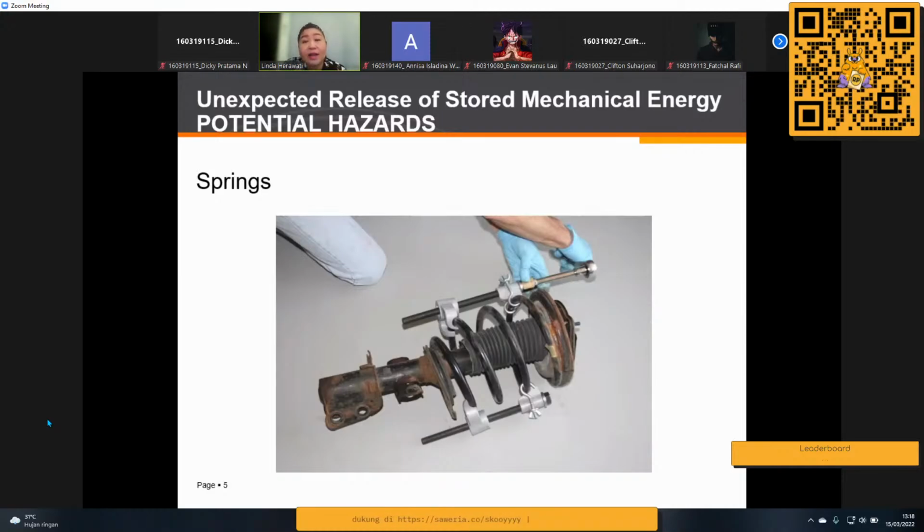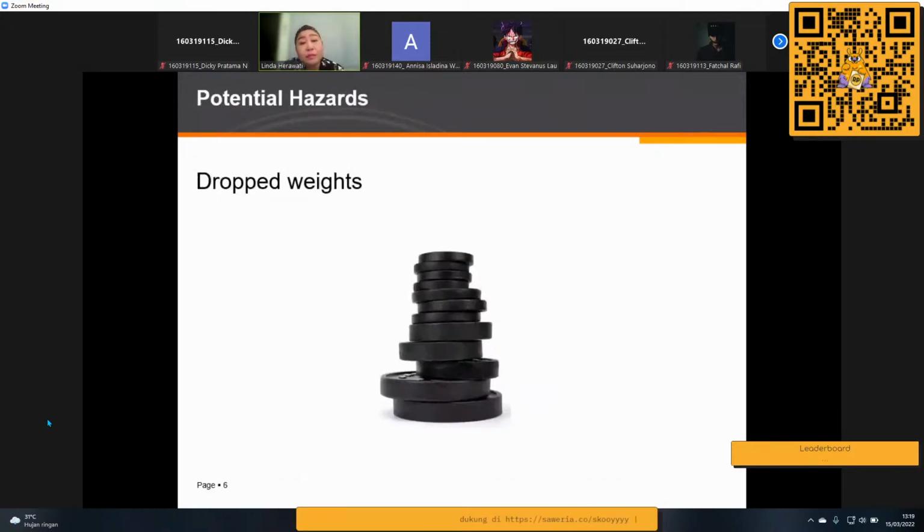Potential hazards are everything that can become a concern for us as an engineer, as a safety engineer, to be able to make the solution for this condition. This is also the potential hazard that can happen from the mechanical and machinery activity.